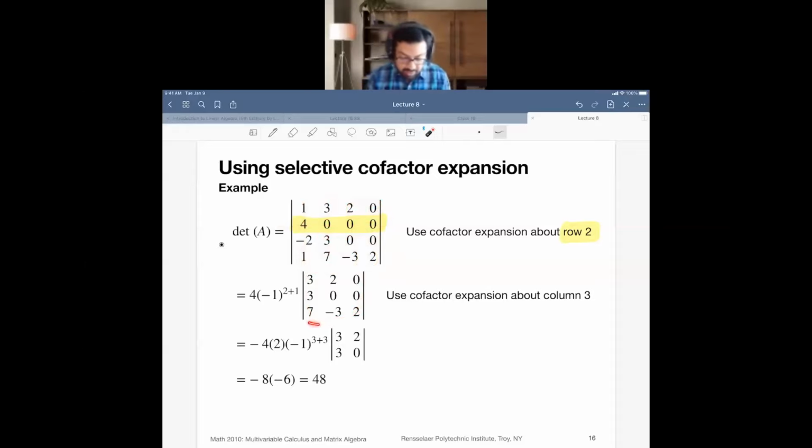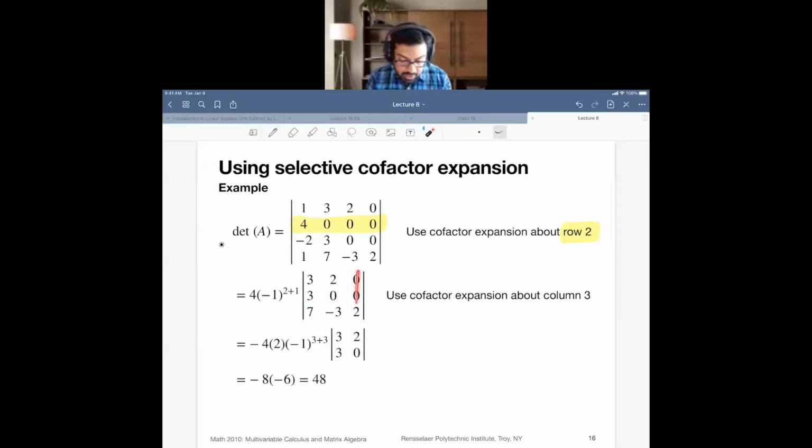Now, when you have this problem, you again can do the same thing. You can be selective about how you do the cofactor expansion. In the first row, I have 1 zero. In the second row, I have 2 zeros, so that's good. In the third row, I don't have any, so I could pick column 3 here, or I could pick row 2 here, and let us pick column 3 here.